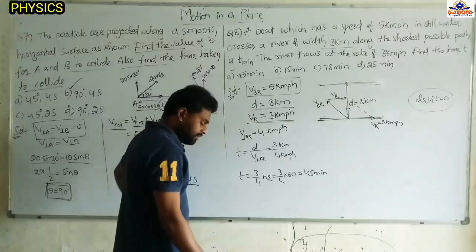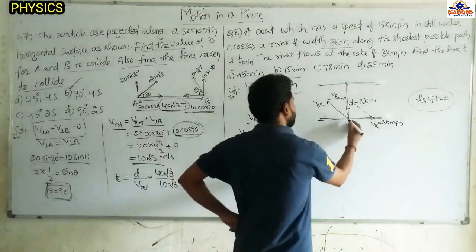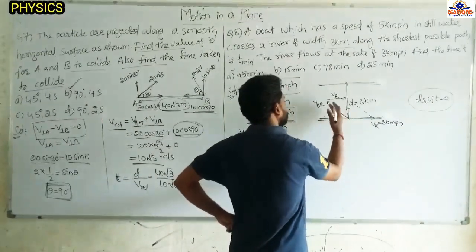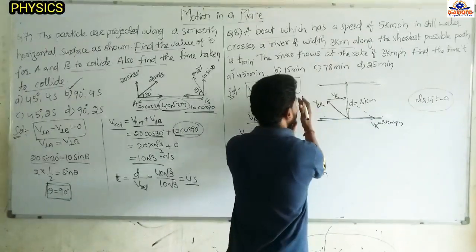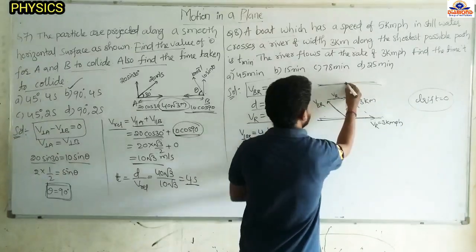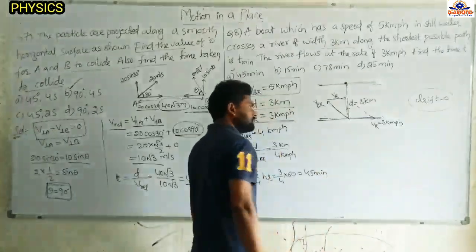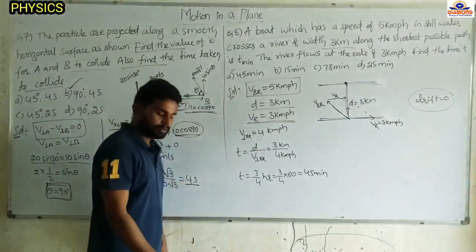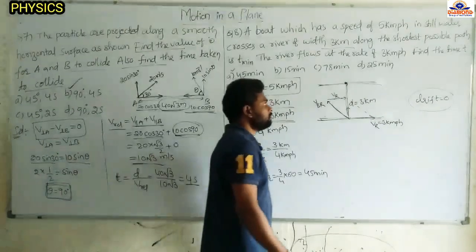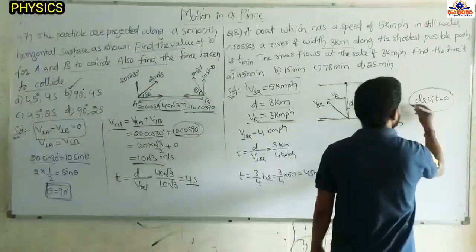When drift is equal to 0, if the boat is moving in this direction, then the water will push it, but it will still reach directly to the opposite side. That is the shortest possible path we will get. Shortest possible path means drift equal to 0.